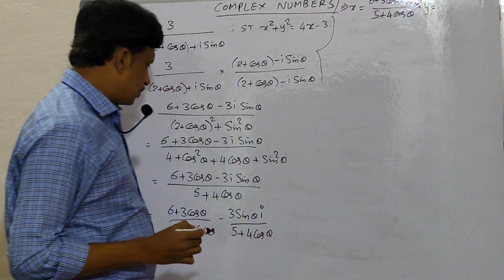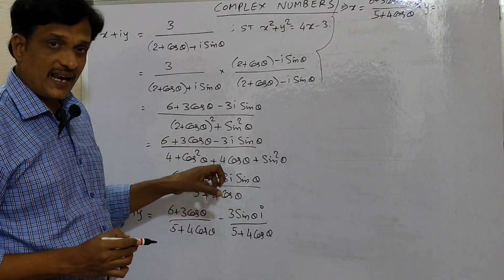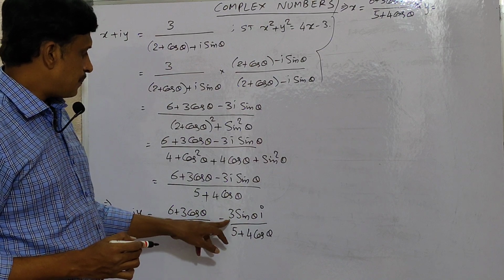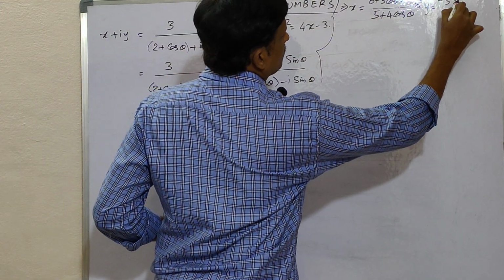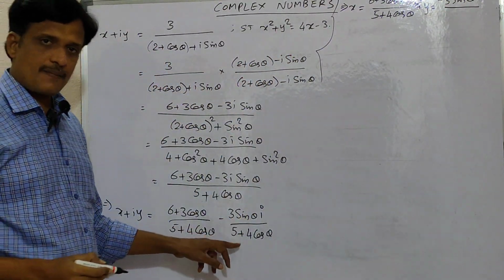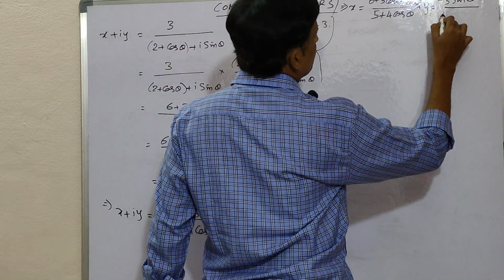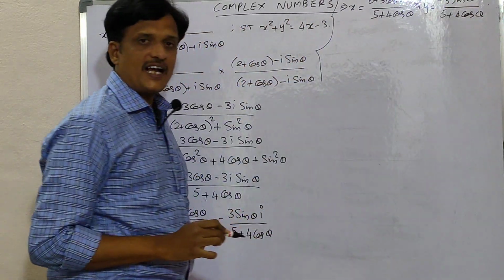And y is equal to, in x plus iy, this one. So consider this value along with the negative. So that is minus 3 sin theta by the denominator 5 plus 4 cos theta. Okay, now we got the values of x and y.